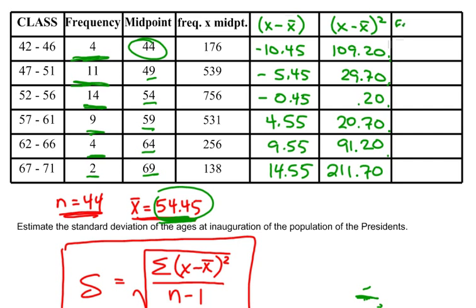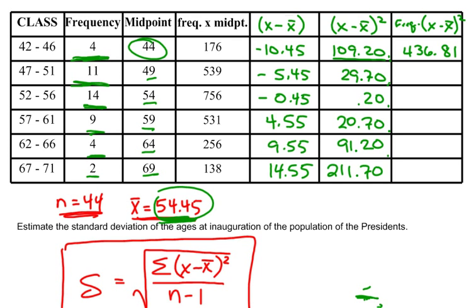We'll multiply frequency times x minus x bar squared. We're multiplying those two together, so I'm going to get some really big numbers in some cases. I'll say 109.20 times the frequency of 4. That gives me 436.81. That's due to rounding. The 20 was actually not 20, I just cut it off there because I couldn't fit it all in. But when we get that, we get 436.81.